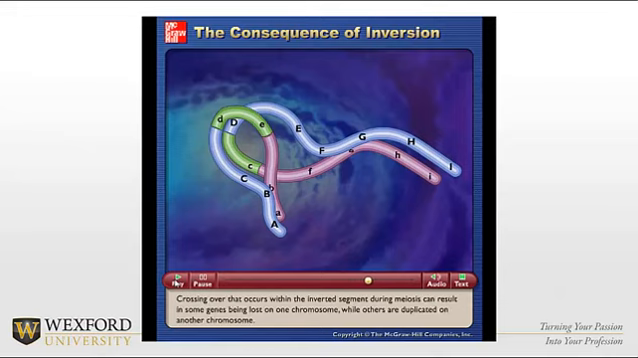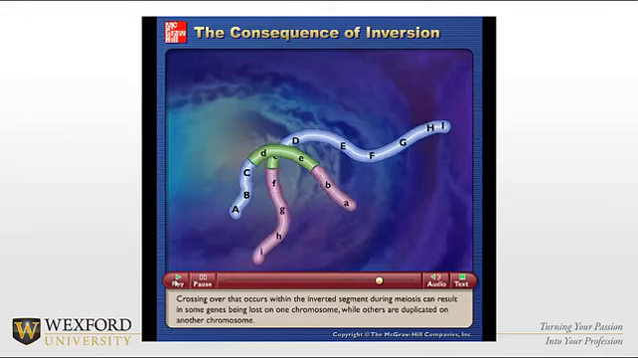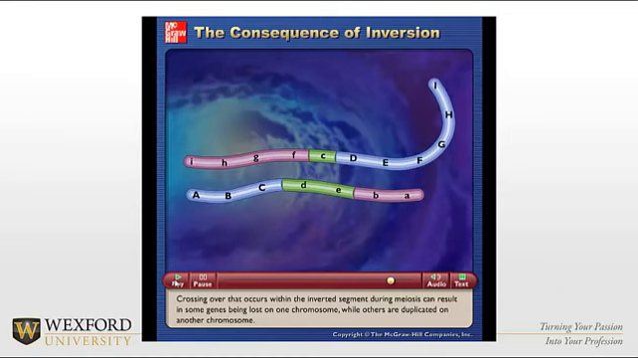Crossing over that occurs within the inverted segment during meiosis can result in some genes being lost on one chromosome, while others are duplicated on another chromosome. So once again, I imagine that you could think how devastating that would be if all of a sudden this were happening in meiosis, as it's stated, where one gamete, one egg, let's say, is going to have this extra long chromosome with extra expression of these particular genes, while the other one is literally going to be missing the genes that need to be expressed on that chromosome.